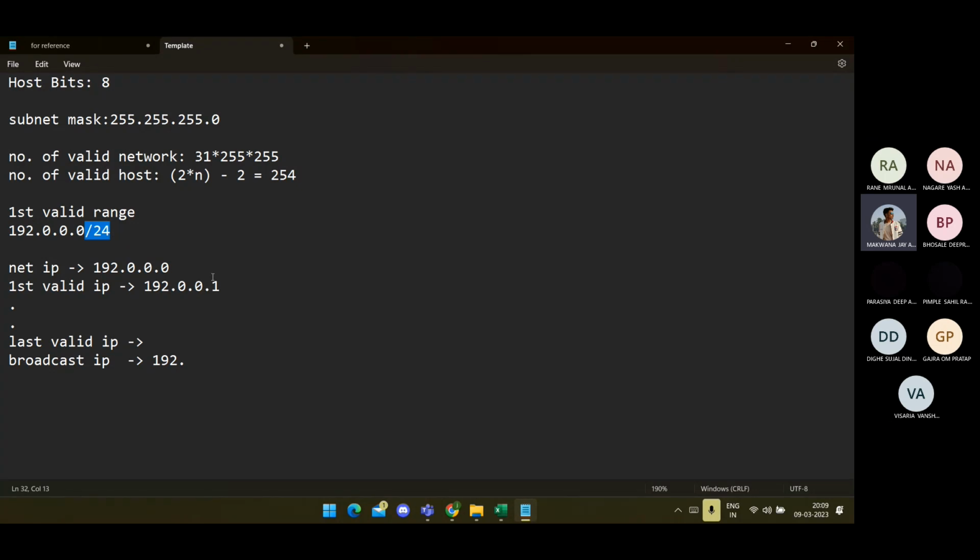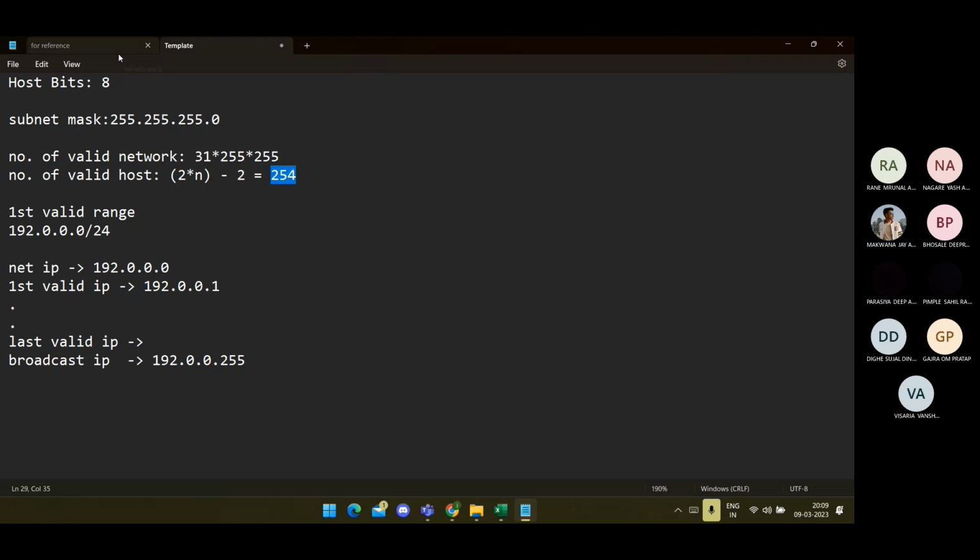So in class C, we only have the last octet which we can change, that is for host. So we can only change this bit. We can't change these 3 bits. So the last broadcast IP will be 192.0.0.255. Yes, 255. We can only travel in this range. This is one network. In this way, how many networks can we make? We can make this many networks, and each network can have this many hosts. This is what we are calculating.